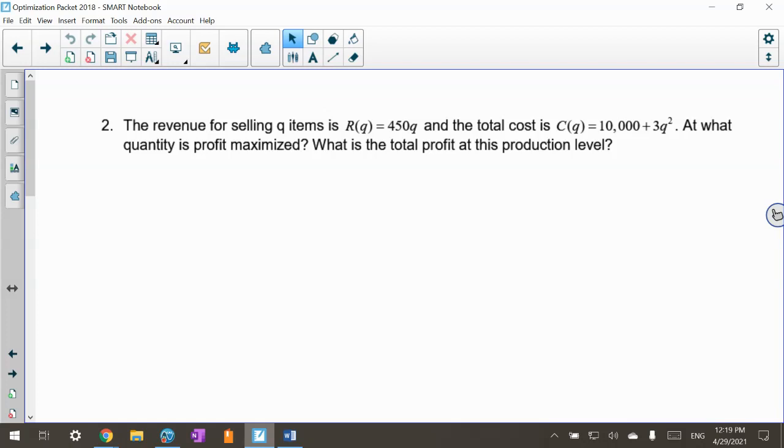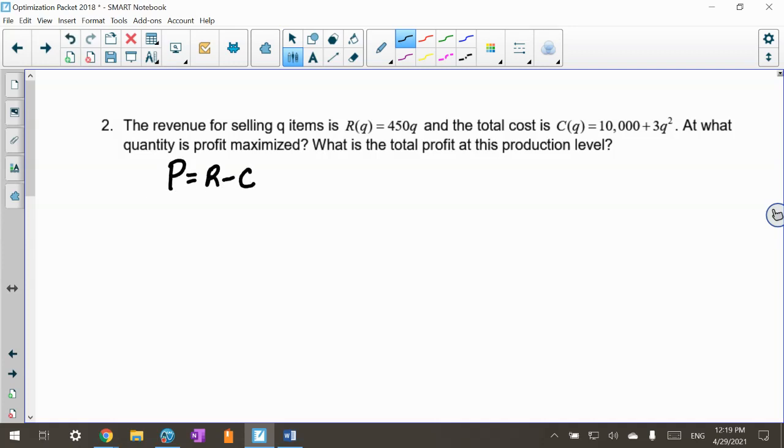First of all, let's talk about what everything means here. I remember that we had these two formulas that we should know. Profit is revenue minus cost. Profit is the money we earn after we subtract the cost from what we sell it for. And the other one is that revenue is the price of something times how much you sell, so it's x times P of x. This is the price in dollars, and this is the number of items that you're going to sell. Those are the two things we're going to look at.